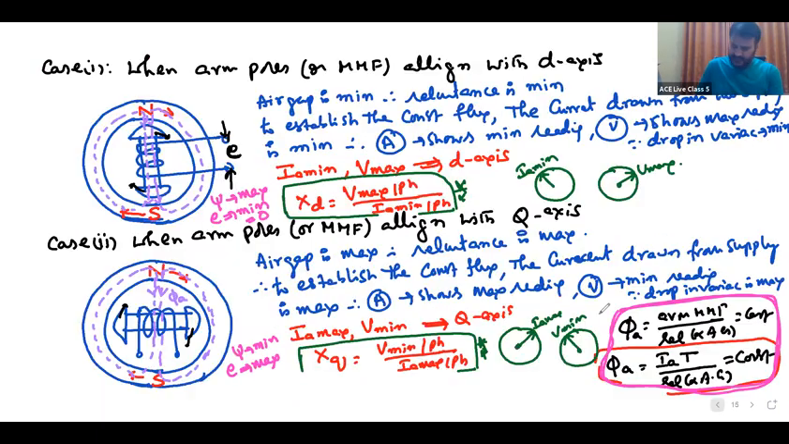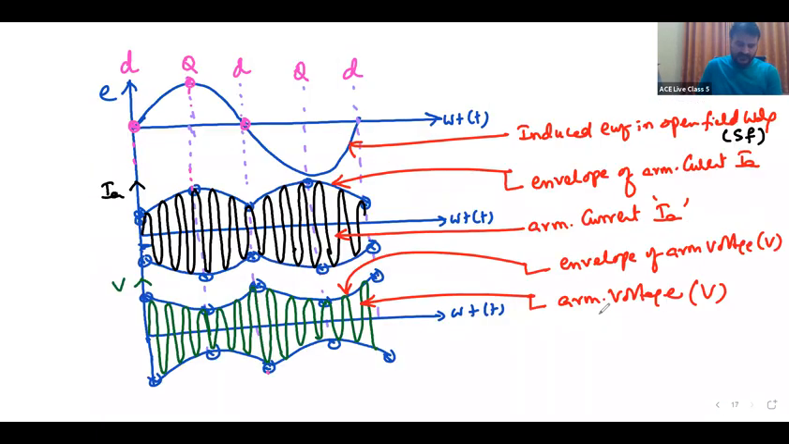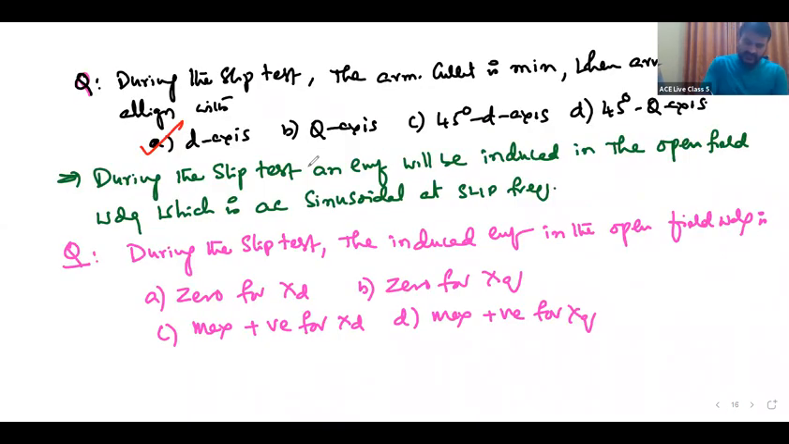See, in this, 0 for XD is correct. Maximum positive for XQ is also correct. But maximum negative is also there. It is AC, so maximum positive, maximum negative also. Therefore, the answer is always 0. Yes, the answer will be 0 for XD. Right?